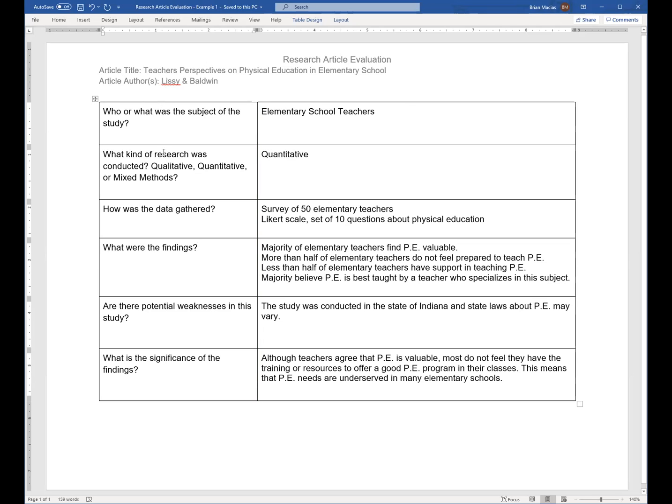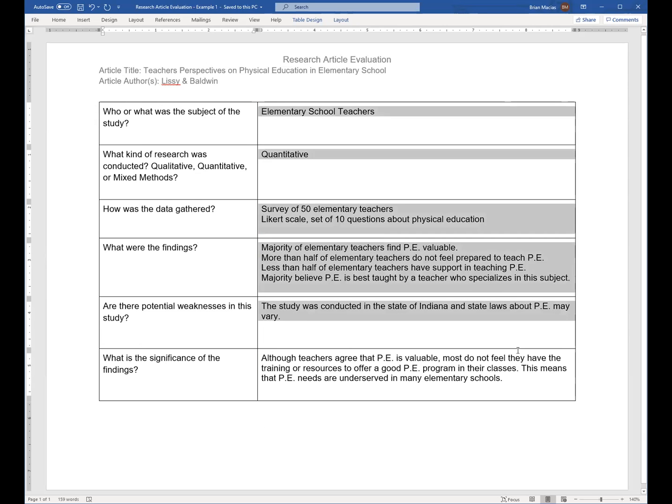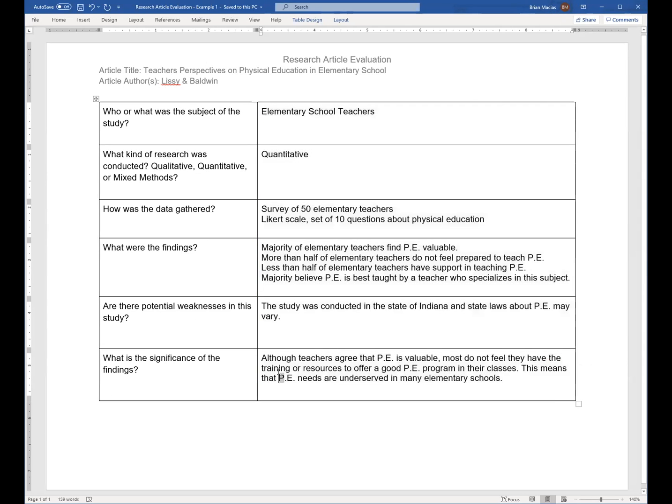And so first here we see who the subject of the study was, what kind of a study it was, how the data was gathered, the findings, potential weaknesses, and the significance of the findings. All of these could potentially be relevant pieces of information for my paper. For right now, for the purpose of planning, I'm just going to take the findings themselves.